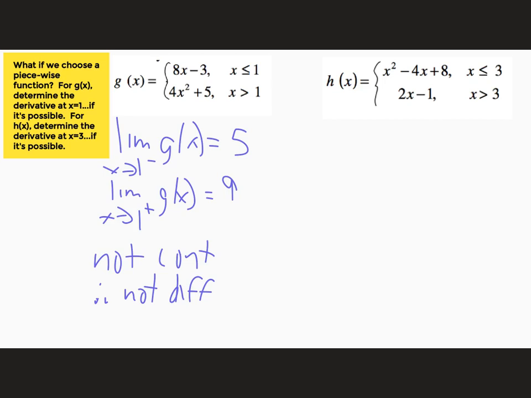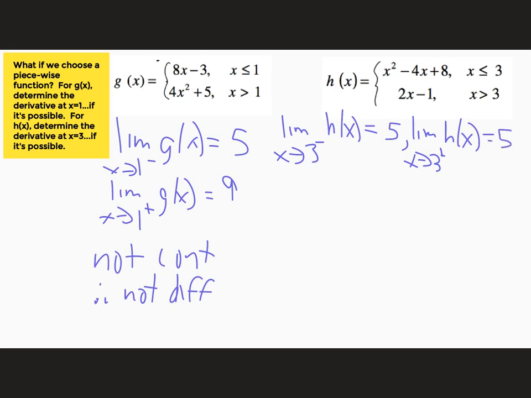The next one, limit as x goes to 3 from the left of h of x. So 9 minus 12 is negative 3 plus 8 is 5. The limit as x goes to 3 from the right of h of x is 2 times 3, which is 6, minus 1 is 5. Okay, so now we can find the derivative.